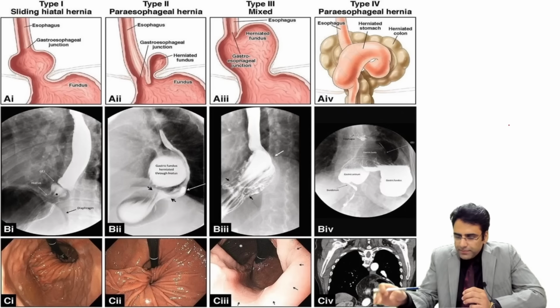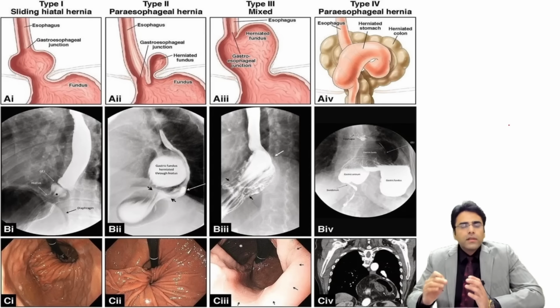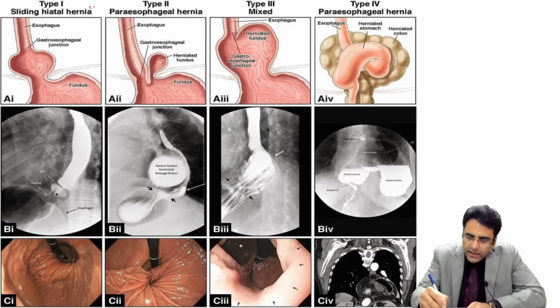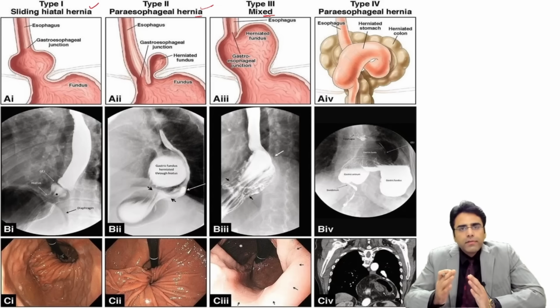So, we classify the hiatus hernias into 4 types. We have type 1, also called sliding type of hiatus hernia. Type 2 is paraesophageal type of hiatus hernia. Type 3 is mixed, that is it has both components of sliding as well as rolling type. Whereas type 4 is paraesophageal complex type of hernia. In this, there can be herniation of a complete organ or some other organ can herniate from the abdominal cavity into the thorax.